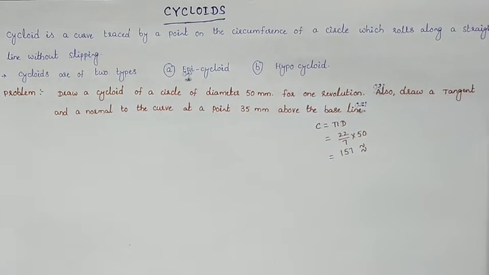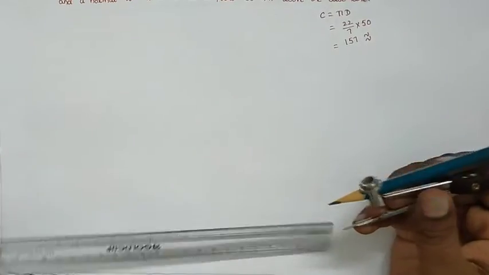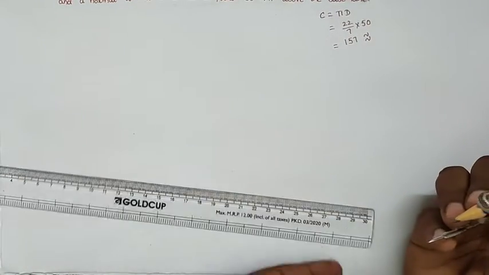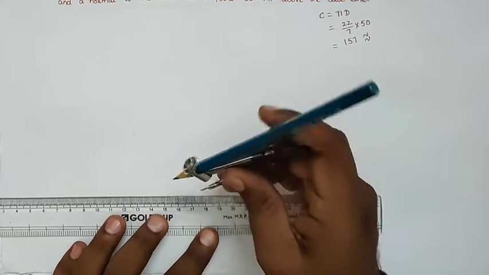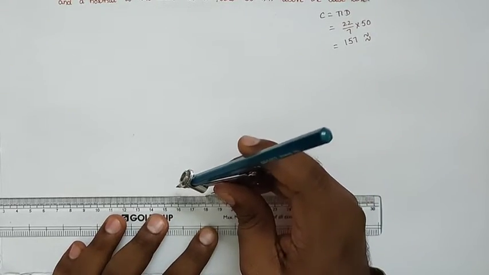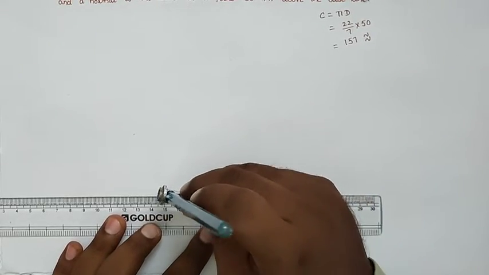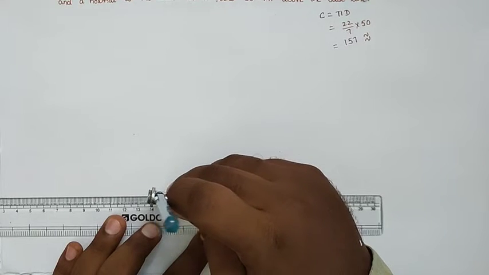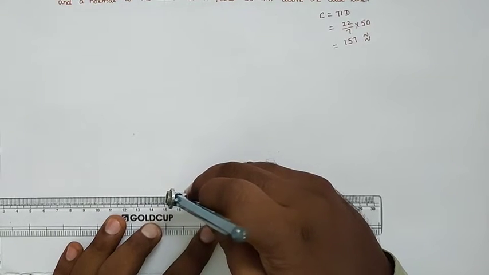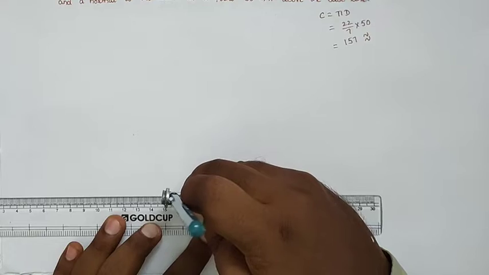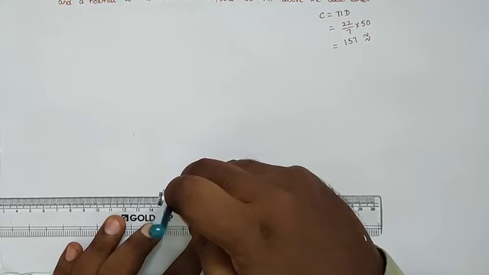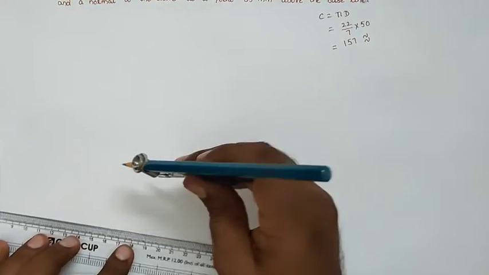After finding the circumference, first of all we will draw a circle with 50 mm diameter. By using your scale, take 25 mm radius and draw a circle. That circle we can call the rolling circle or the generating circle.